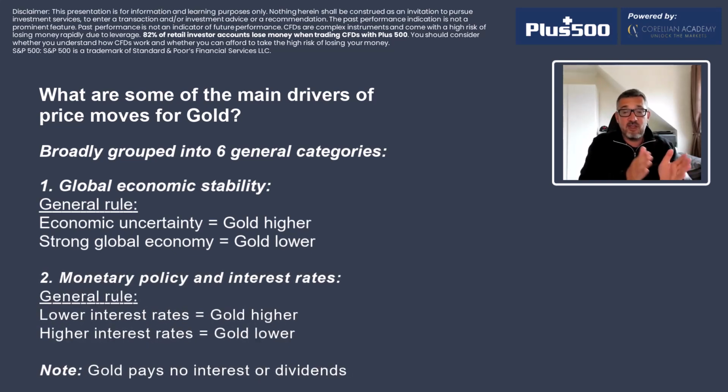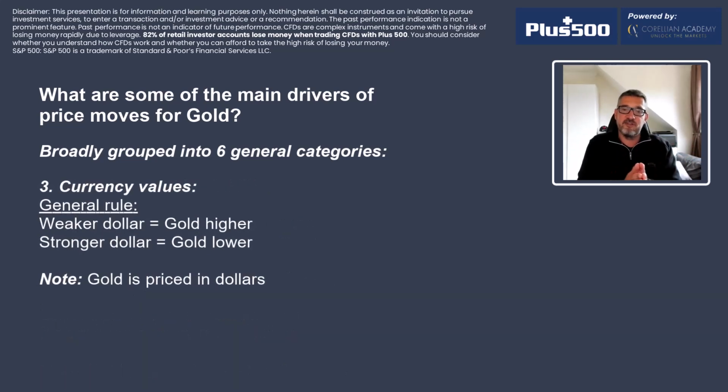The next category is monetary policy and interest rates. Central bank policies, particularly those regarding interest rates and quantitative easing, have a significant impact on gold prices. Lower interest rates decrease the opportunity cost of holding non-yielding assets like gold, potentially making it more attractive. Conversely, when interest rates rise, gold, which doesn't offer interest or dividends, might become less attractive.